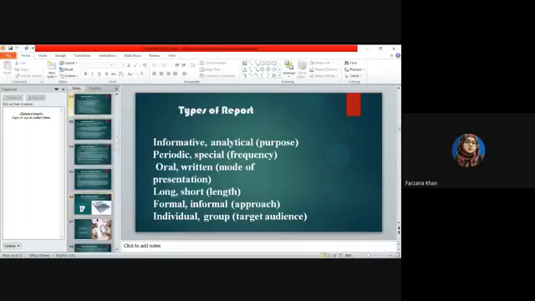So these were the characteristics which I elaborated to all of you. Now I'm moving towards the explanation of the types of the reports, which is very important.